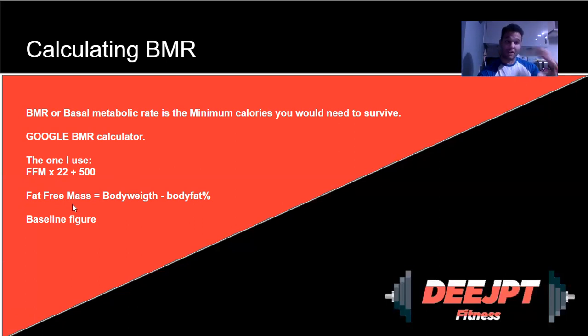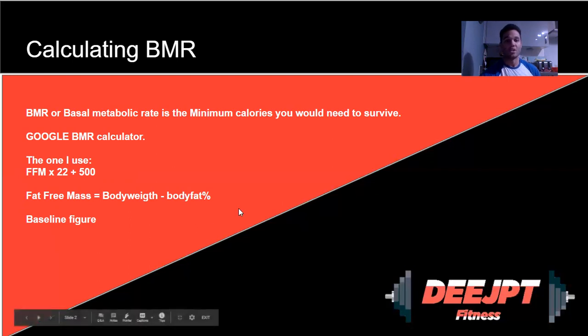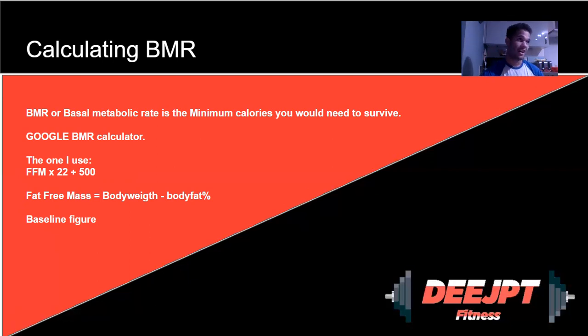So to figure out your fat-free mass, it's body weight minus body fat percentage. There are a few different ways you can figure this out. For the majority of my clients, I just get them to send me across photos, and because I have been doing this for coming up to 9 years now, I can normally assess people's body fat just looking at photos now. And this gives us a baseline figure.